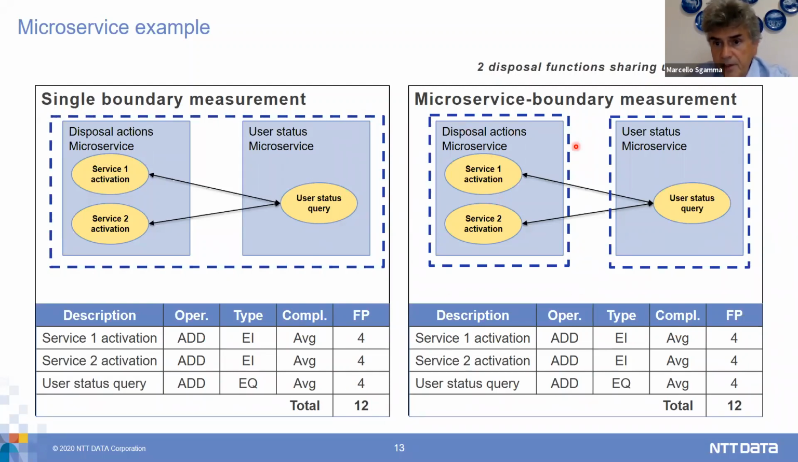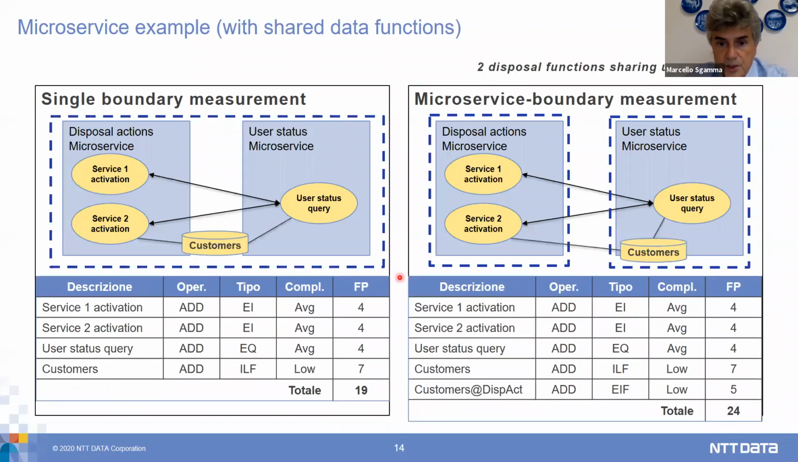If we consider each microservice, each deploy object, as a boundary, which might be an approach in microservice architecture, we see that the elementary process identification is the same. When communicating between the two microservices, the elementary process identification is the same, and we have a total of 12 function points. Things change a little if we consider shared data.